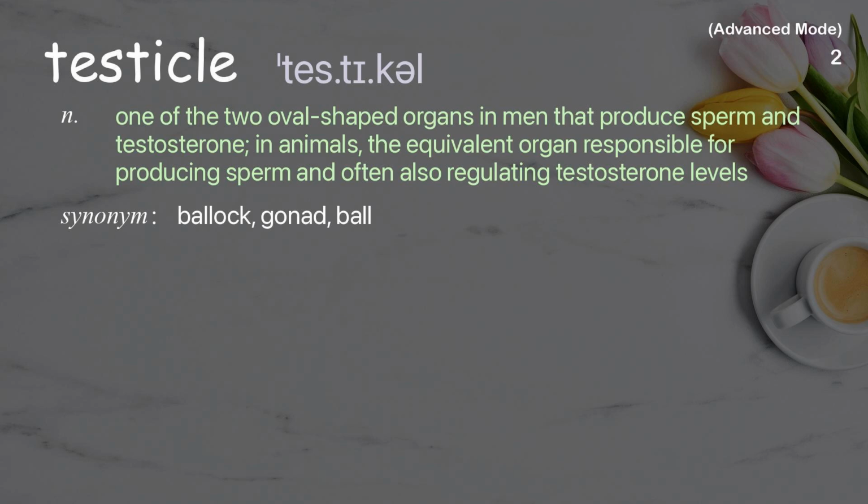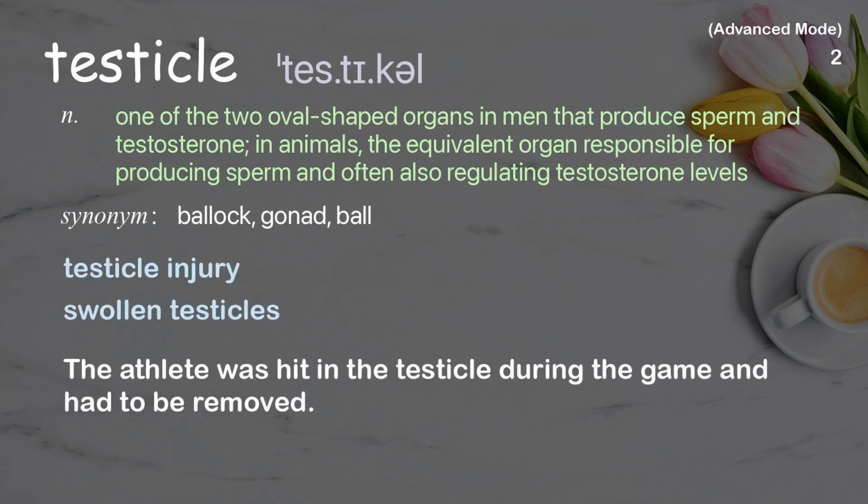Testicle. One of the two oval-shaped organs in men that produce sperm and testosterone. In animals, the equivalent organ responsible for producing sperm and often also regulating testosterone levels. Examples: Testicle injury, swollen testicles. The athlete was hit in the testicle during the game and had to be removed.